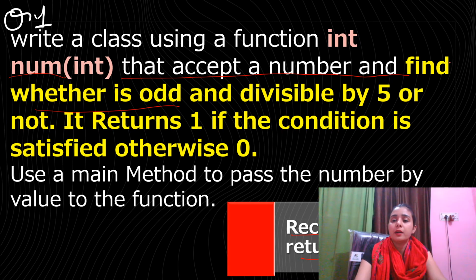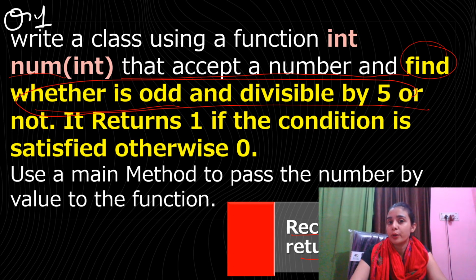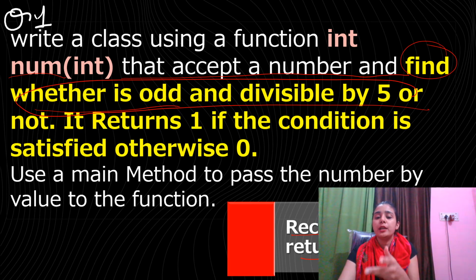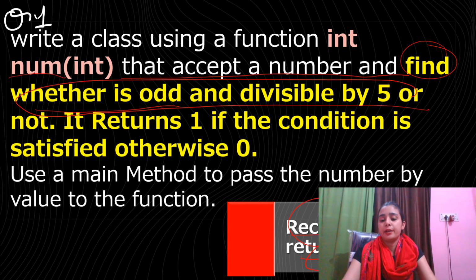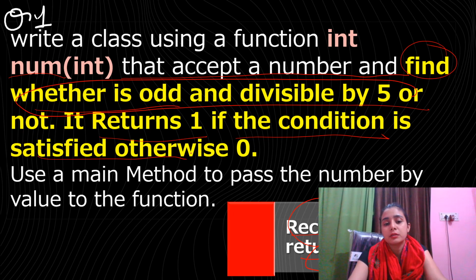See guys, this small thing we are just doing there. This thing may be easy for you because you have done these types of programs in class 9th also. But my main motto here is to tell you the receiving and returning. So it returns 1 if the condition is satisfied, otherwise it will return 0.